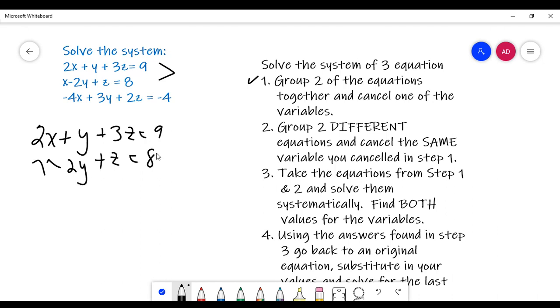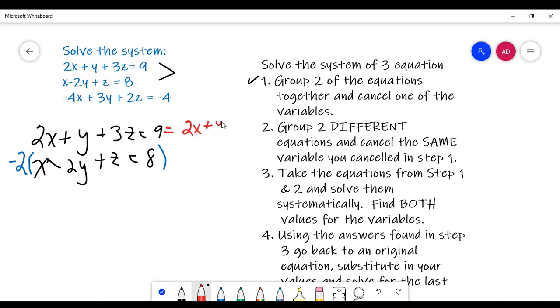Now, I'm going to cancel one of these variables. It doesn't matter which one you cancel. So I think I'm going to actually cancel out the x's. And in doing so, I would multiply the second equation by -2. So I'm really hoping that you learned how to do systems of equations back in the day, because that's really what I'm doing.